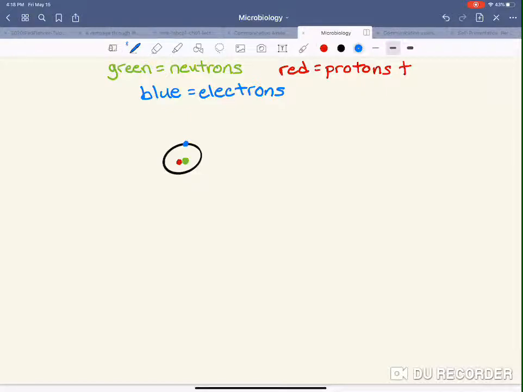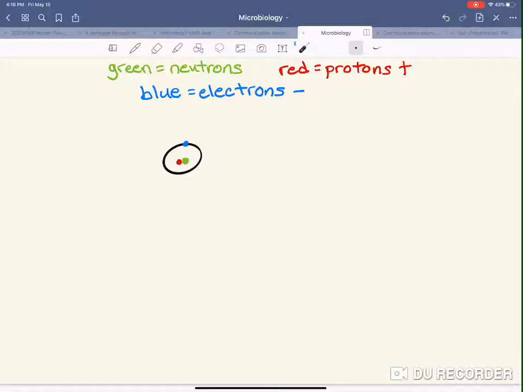So this is a neutral atom. The electron is negative, so the charge of the electron balances out the charge of the proton. So this atom is neutral. It doesn't have a charge to it right now, okay? And that's just the way it is.